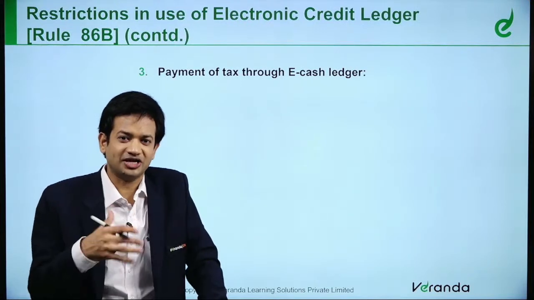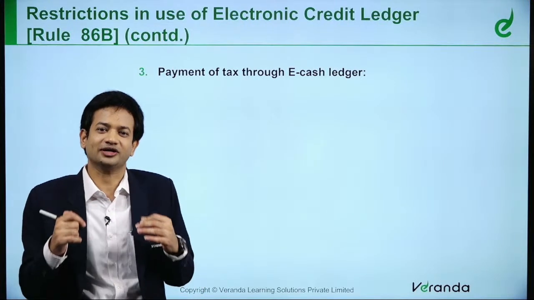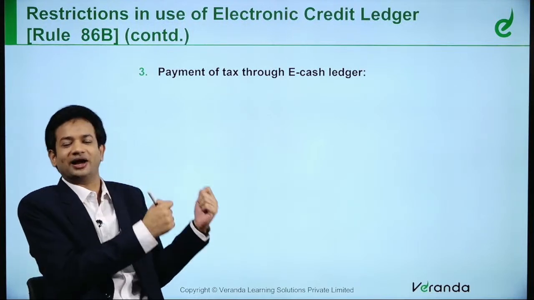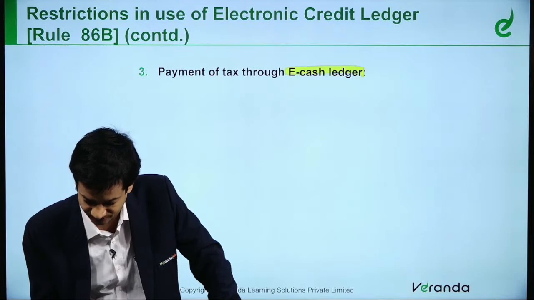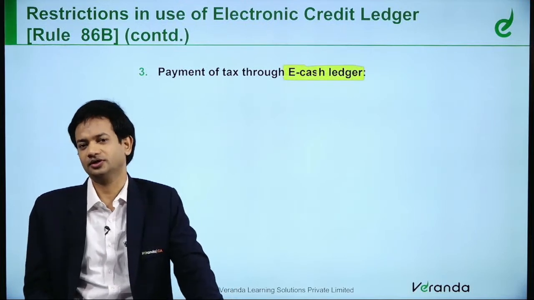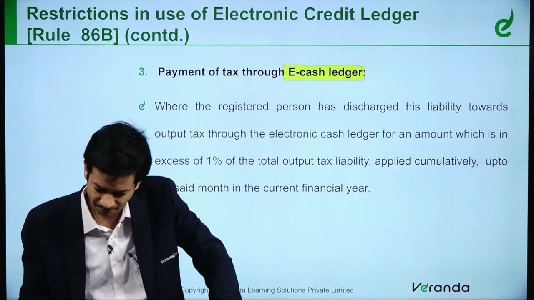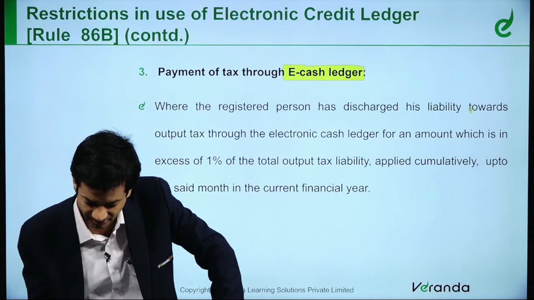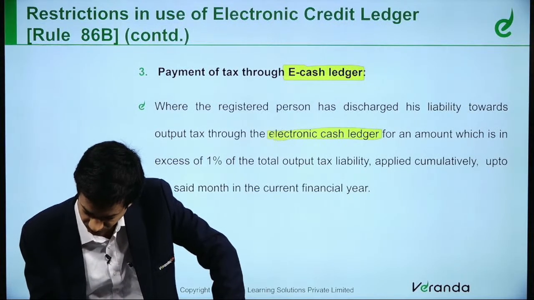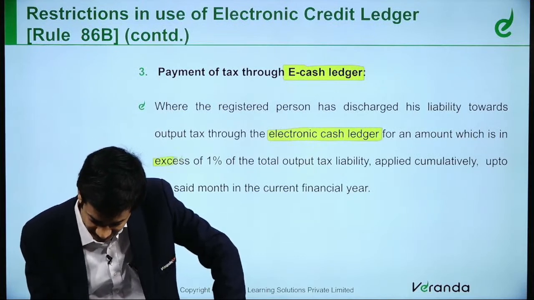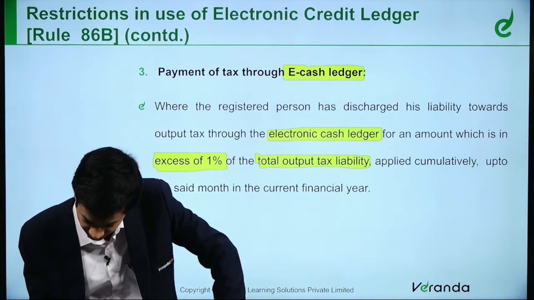Now when I am talking about cash, please don't think of literal cash money, right? It's not that. I'm talking about cash, which means through your banking channels you will have to make payment of tax through the e-cash ledger. I will give an example because it is a little tricky here. Let's see the provision first, then I will give an example, right? Where the registered person has discharged his liability towards output tax through electronic cash ledger for an amount which is in excess of 1% of the total output tax liability.